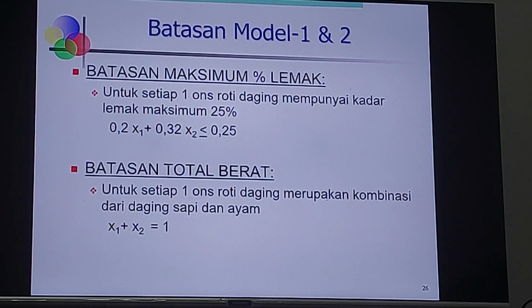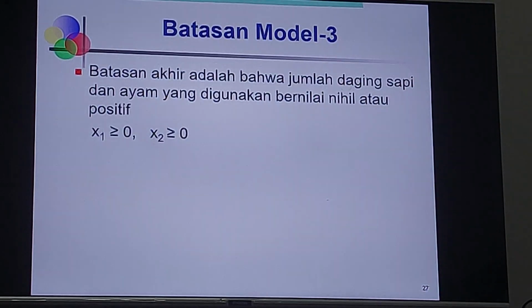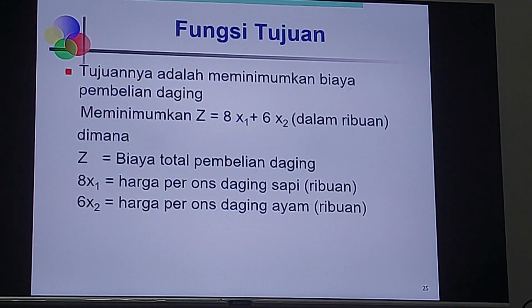So if you use 1 ounce of X1 and 0 ounce of X2, you have 20%, which is already less than 25%. So for the question about minimizing the price, the answer is Z equals 8 times X1 plus 6 times X2. This is your final answer, related to the cost for the goal.